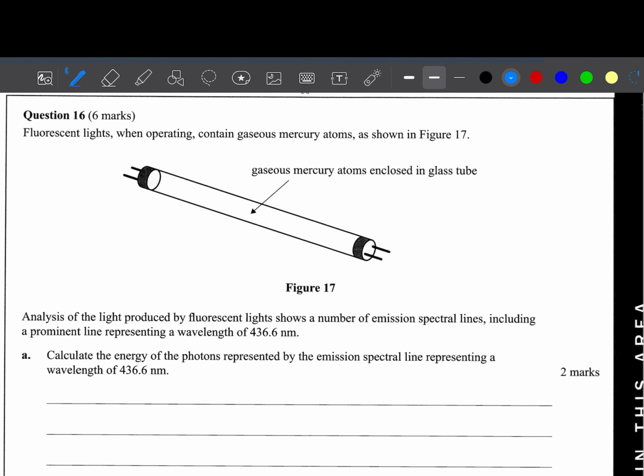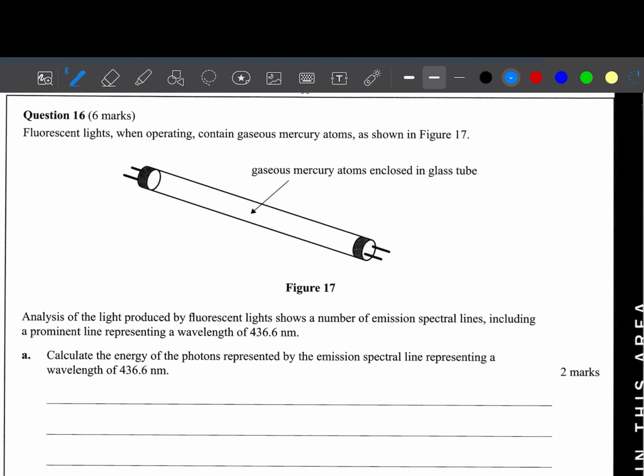Fluorescent light, when operating, contains gaseous mercury atoms, as shown in figure 17. Analysis of light produced by a fluorescent light shows a number of emission spectral lines, including a prominent line representing a wavelength of 436.6 nanometers. Calculate the energy of photons represented by the emission spectral line with a wavelength of 436.6 nanometers.